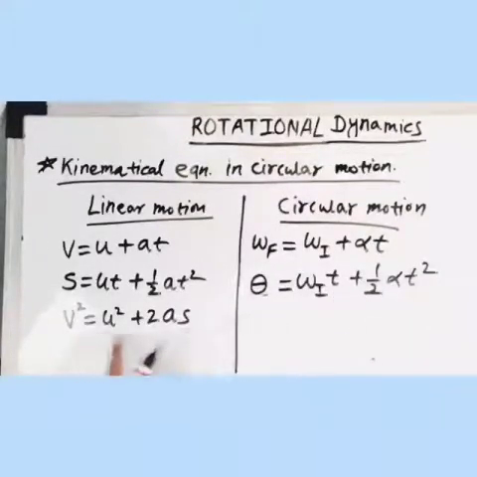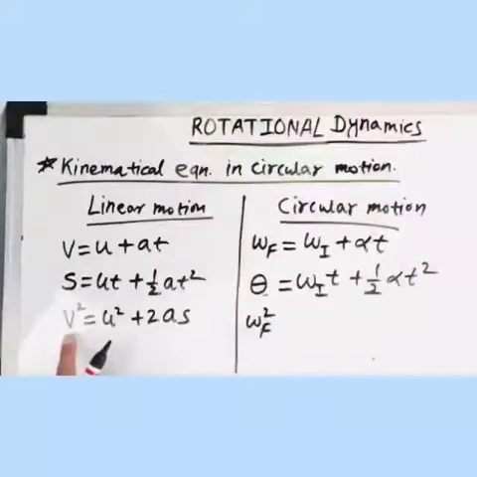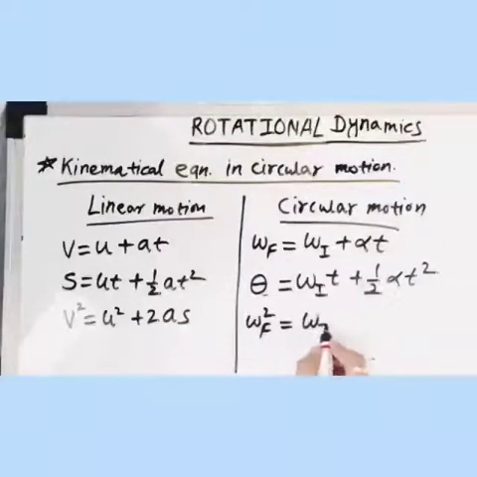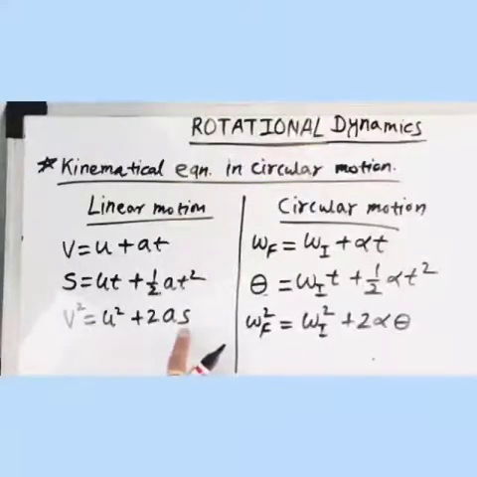And last kinematical equation, similar to this, we can write omega final square. Here we have final linear velocity square. So here we have final angular velocity square is equal to omega initial square plus 2 alpha theta, where here we have A as a linear acceleration, here we have alpha as angular acceleration, here we have S as a linear displacement, here we have theta as angular displacement.